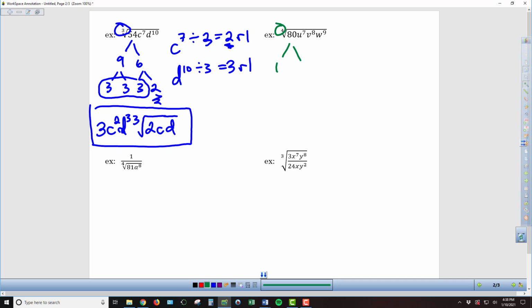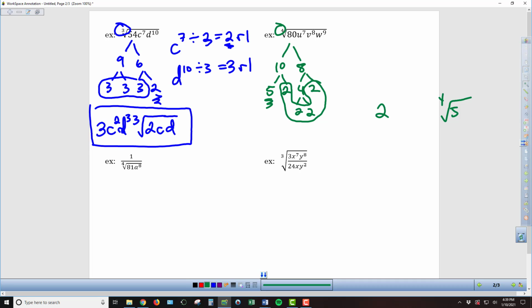So 80, I'm going to break up into 10 times 8. 10 breaks up into 5 times 2. 8 is 4 times 2. The 4 breaks into 2 times 2. So I'm looking for a set of 4 of the same number, which indeed I have right here. I've got a set of 4 2s, so it's going to come out as a 2. But I'm still going to have this extra 5 that's trapped underneath the radical symbol. So I'm going to have a 4th root of at least 5. We'll see what happens with the variables.